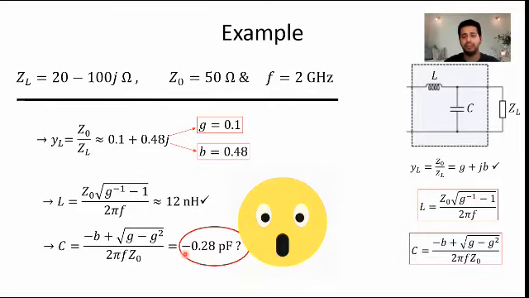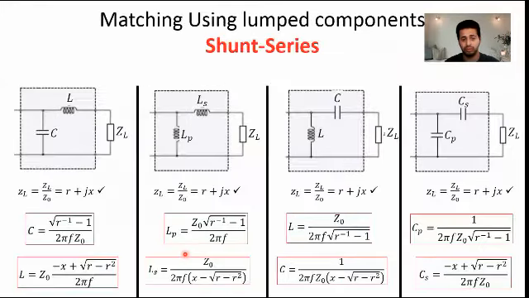Actually, the important thing here is that not all matching networks work for all values of the load. That's why you have to try different ones if they did not work for this kind of impedance.